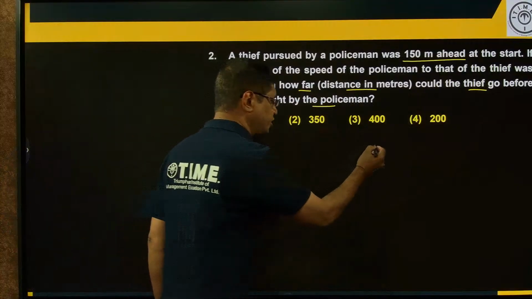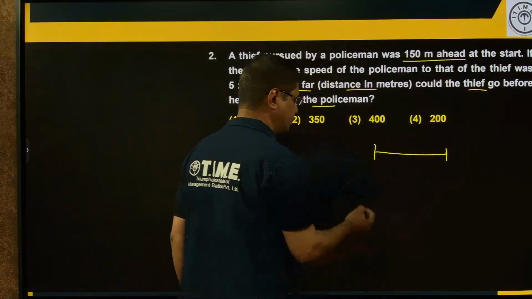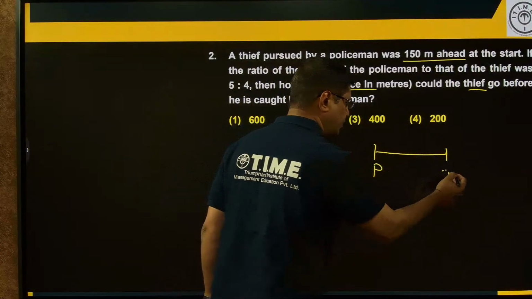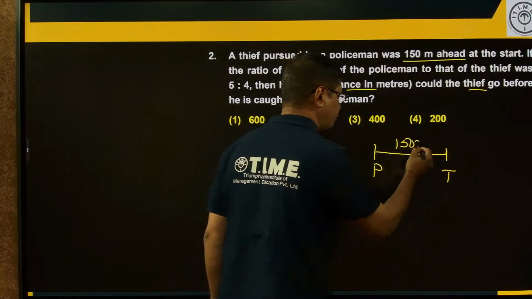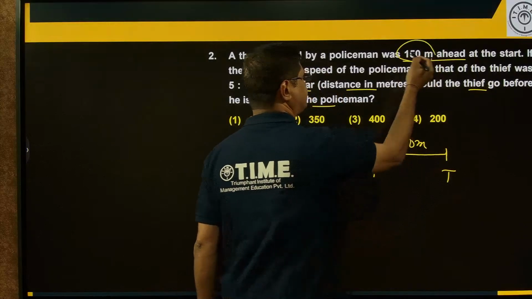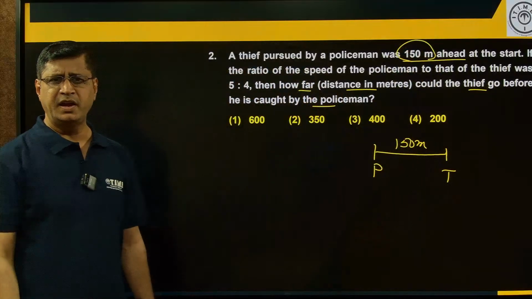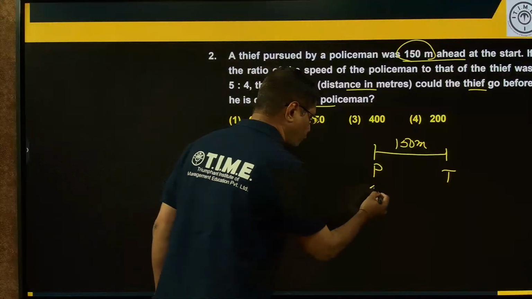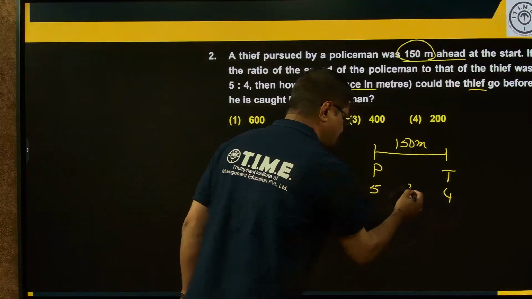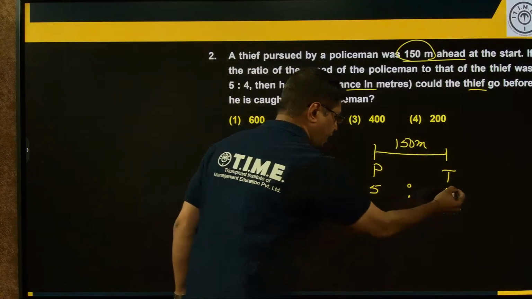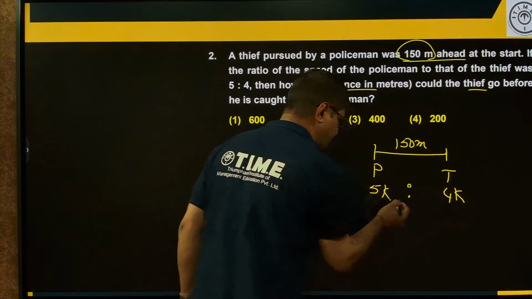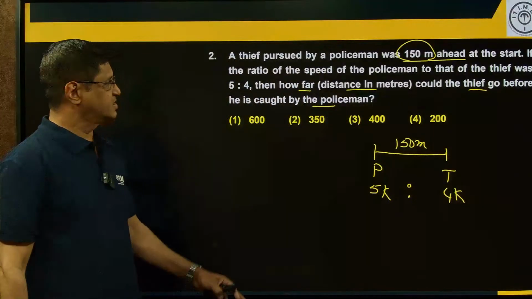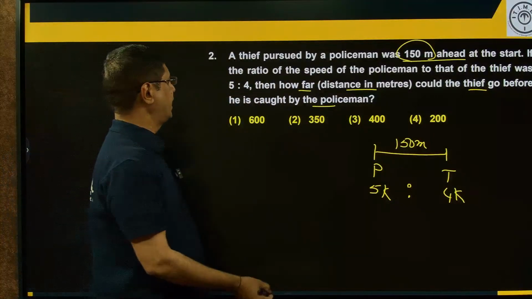Now, what is the condition here? Just look at this diagram. The policeman and the thief. What is the gap? 150 meters. What about the speeds of these two? The ratio is 5:4. Thief speed is 4K and police speed is 5K. They started at the same time.